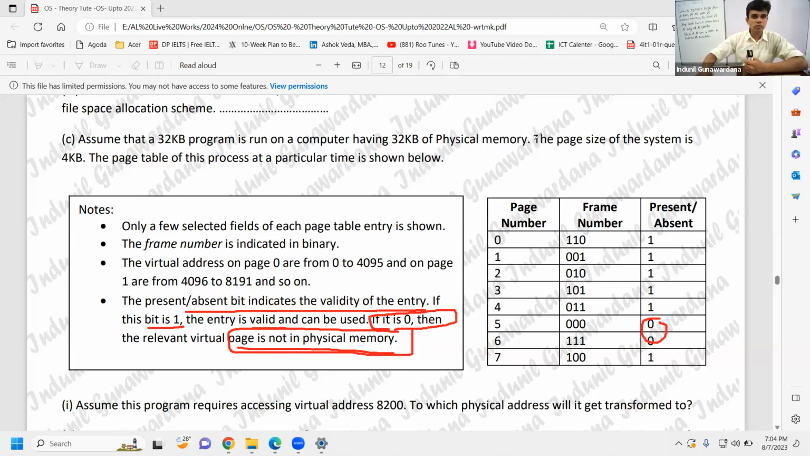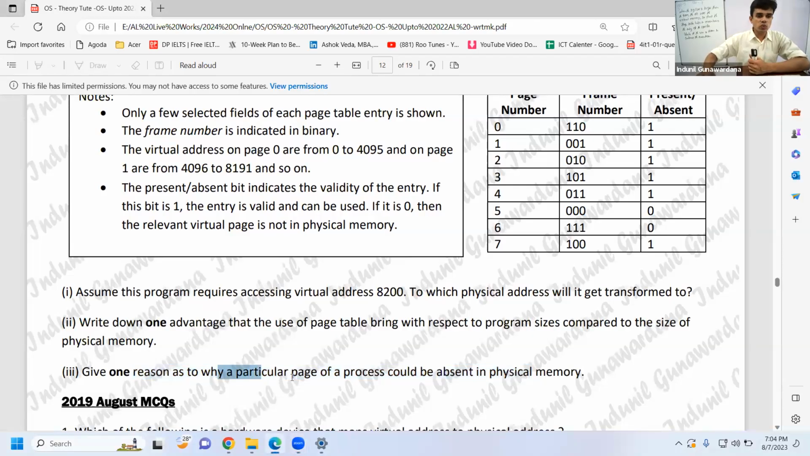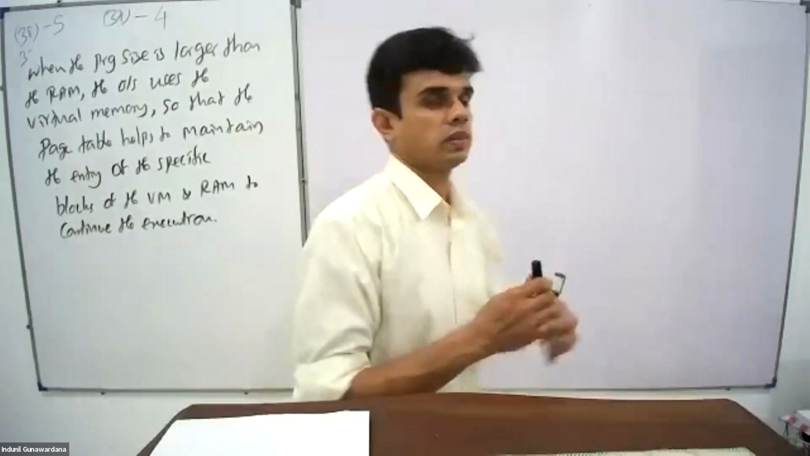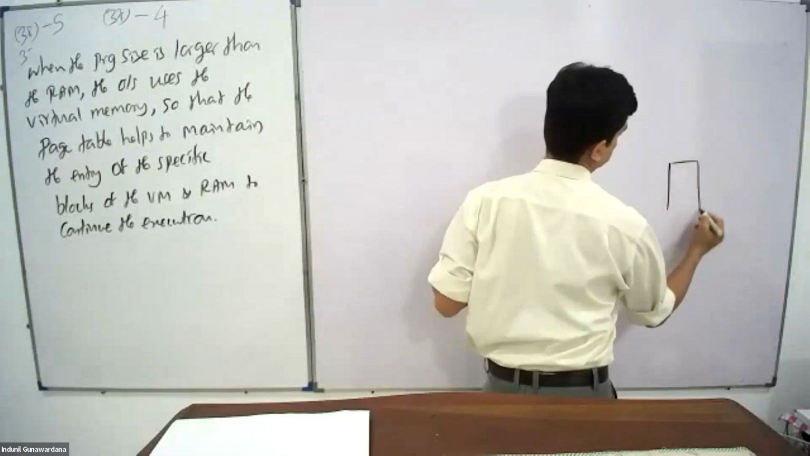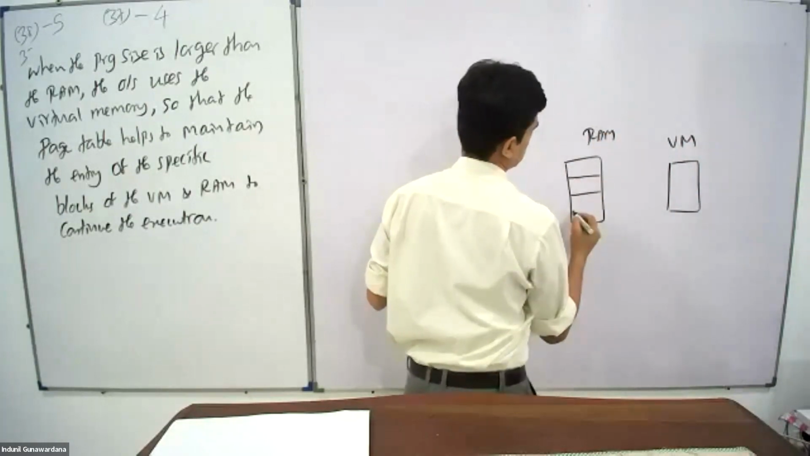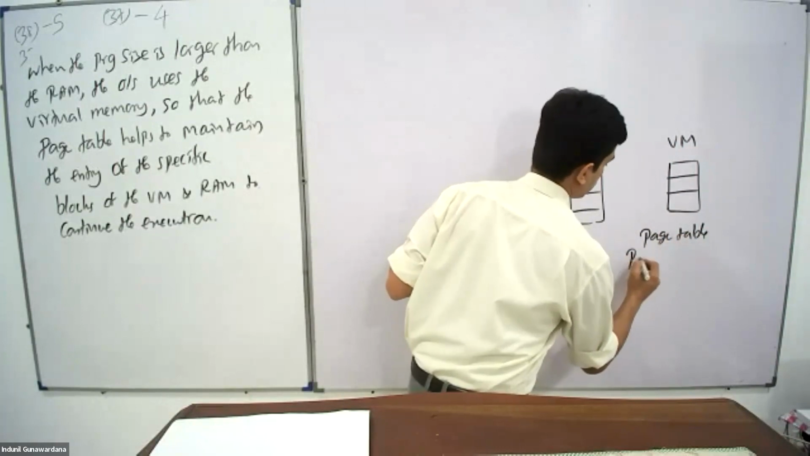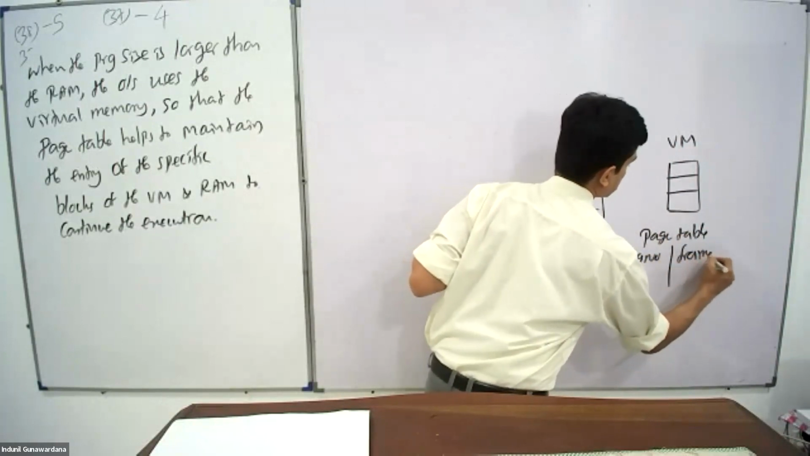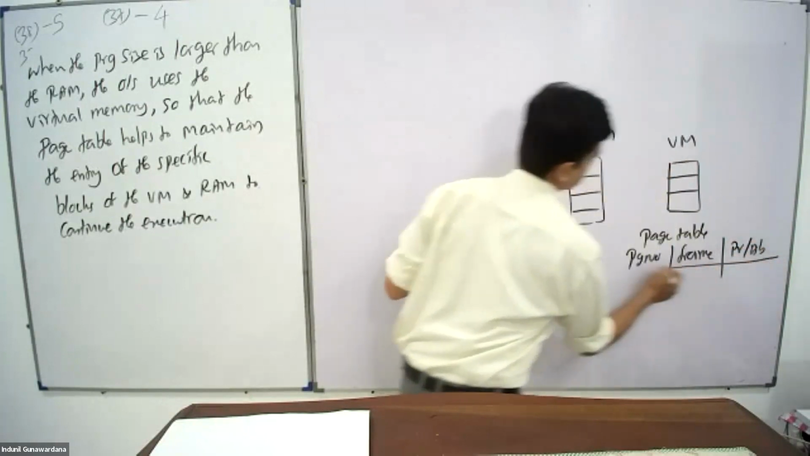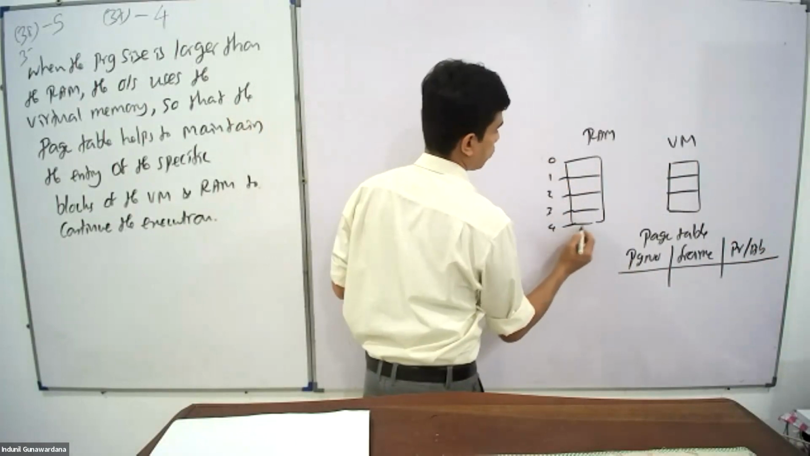Why is it? The question is asking, give one reason as to why the particular process could be absent in the physical memory. Why may that process be absent? Now simply this is the RAM. This is a virtual memory. This is the RAM. Right? This is the page table. So the page table has all the page numbers and the frame numbers as well as the present absent bit. Correct? I'll just mark this as 0, 1, 2, 3, 4 likewise.